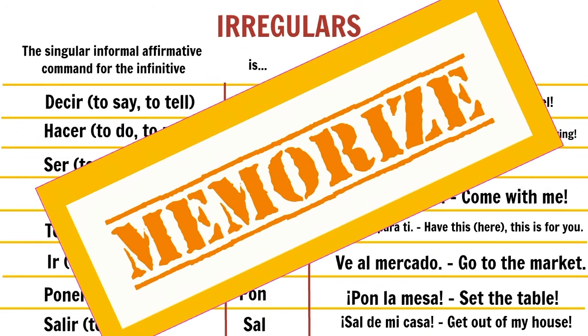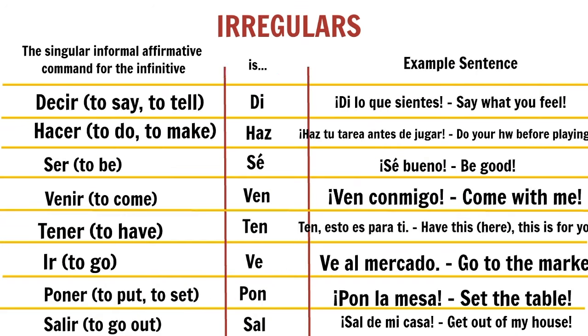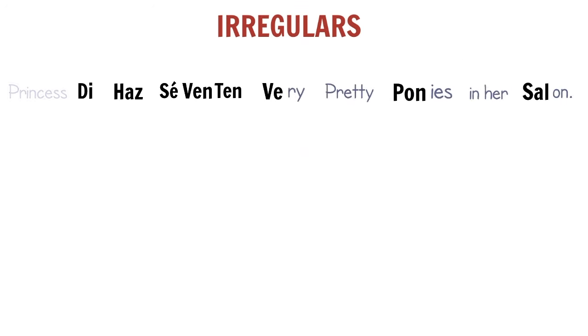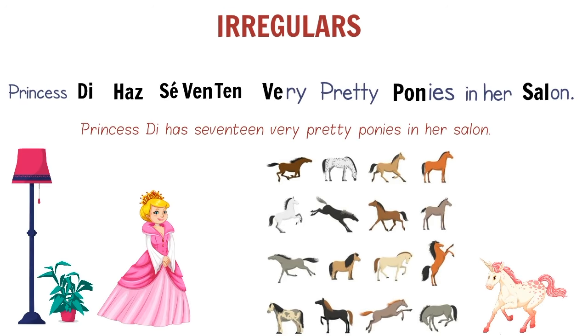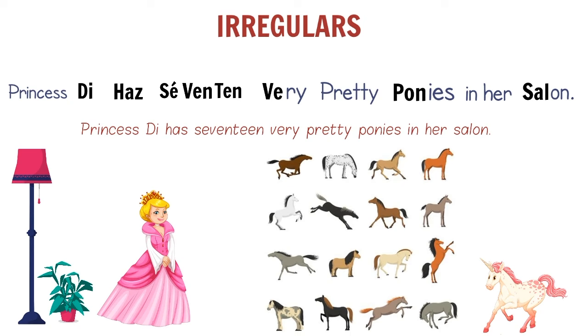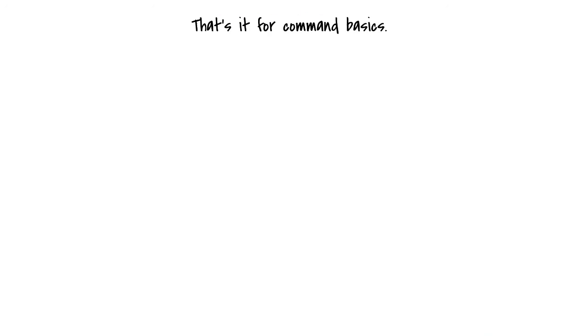Do you want a little help with that? You can use this silly mnemonic device that has been around for a while. Princess di, haz, sé, ven, ten, ve, pretty, pon means in her salon. Of course, the spelling in English and the sentence as a whole don't make much sense, but the purpose is to help you remember the irregular verbs, and it's just silly enough to get the job done. That's it for the basics of singular, informal, affirmative commands.